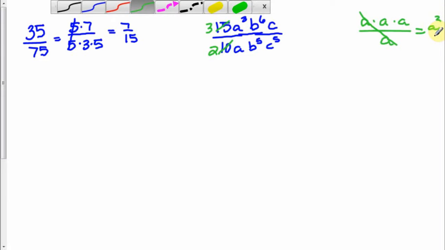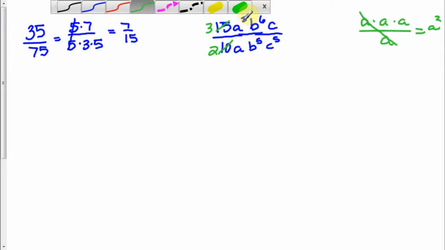A to the second, where? In the numerator, right? Now, there's a rule for this, and I'm not sure if you've been exposed to them yet or not. I don't think you have. But if you have a variable with exponents on the numerator and then the same variable in the denominator, you can just subtract the exponents.